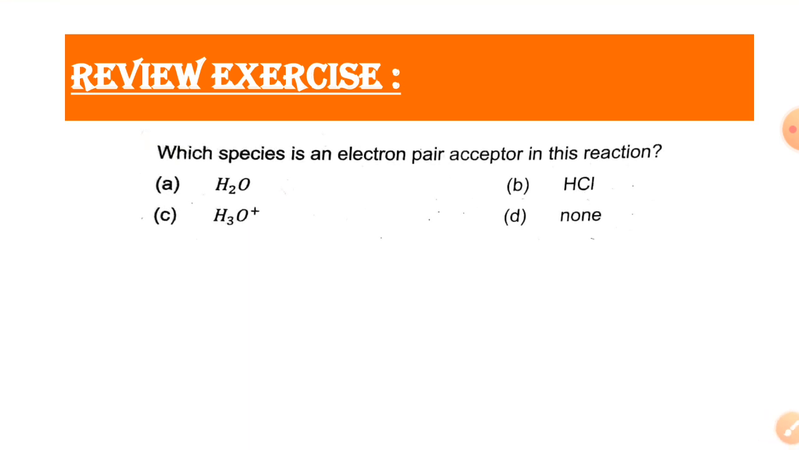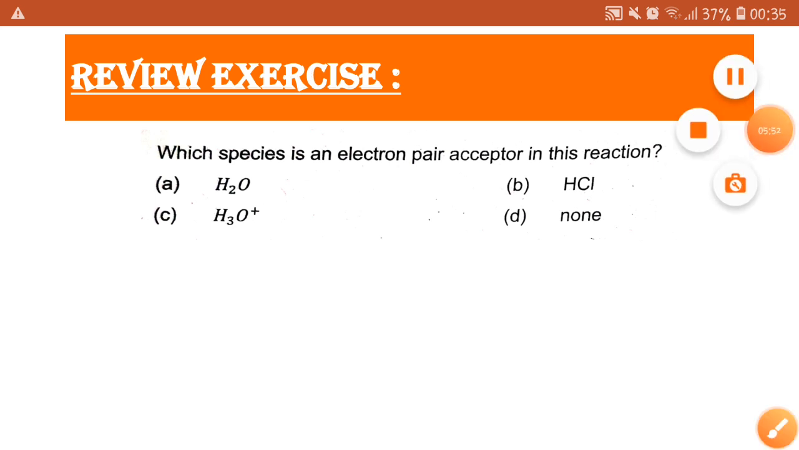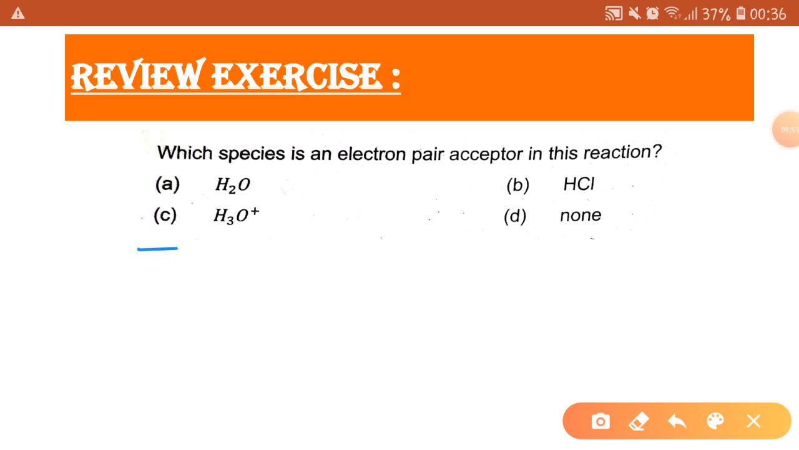Now moving towards another question, which species is an electron pair acceptor in this reaction? So in this reaction you may see here that we read before that water molecule is a Lewis base, and in option C you have the hydronium ion. Now though it is a positively charged species, you cannot consider it as an electron deficient molecule in the sense that there is a complete octet of the oxygen atom.